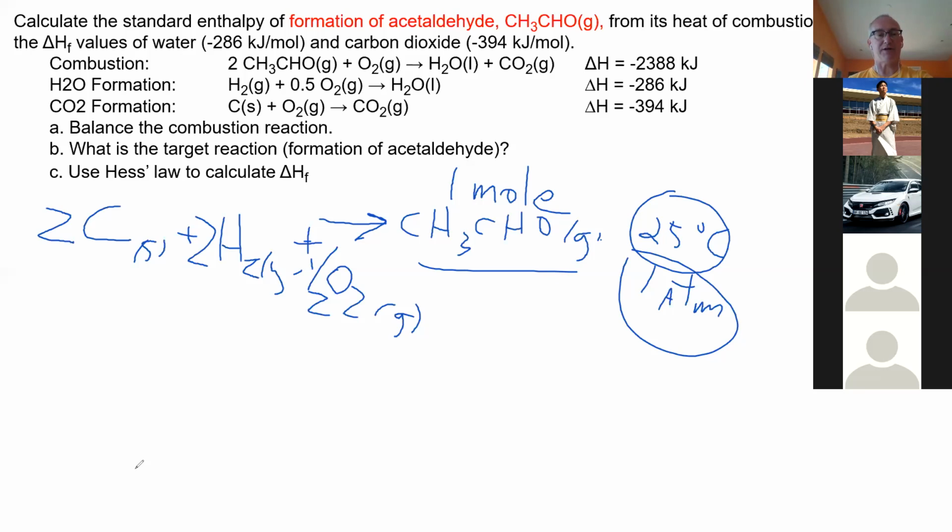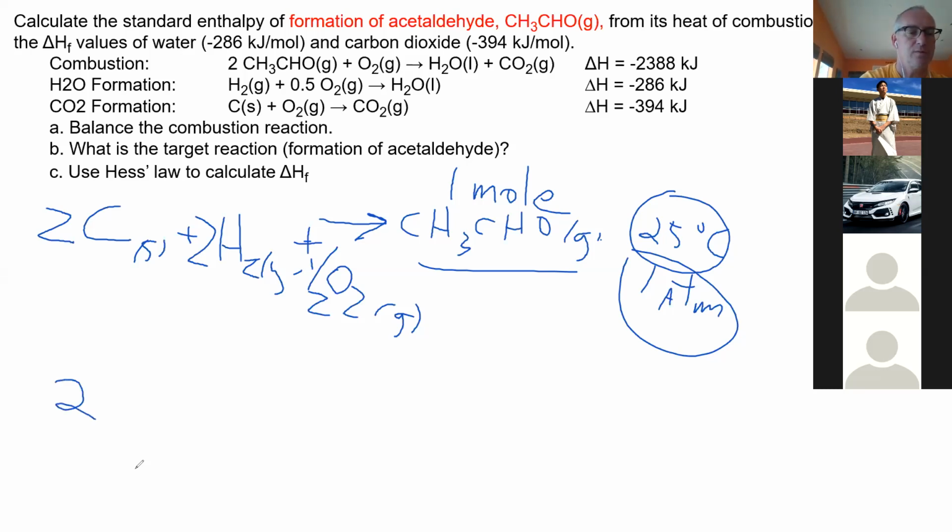So, A, balance the combustion reaction. The combustion reaction is acetaldehyde plus oxygen gives you water and CO2. That's what happens when you burn hydrocarbons. This one has hydrogen, carbon, and oxygen in it, so when we burn it, we make water and CO2. I gave you a little help with this one because it's a little tricky. So it takes 2 moles of acetaldehyde. We need to balance this reaction.